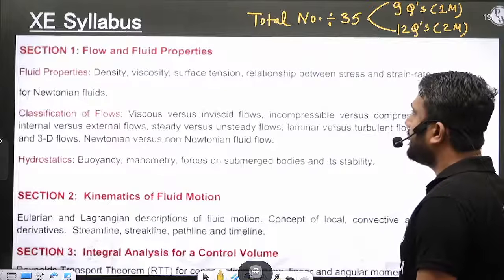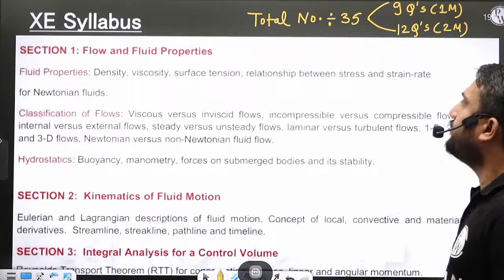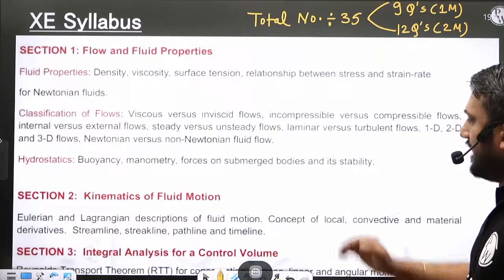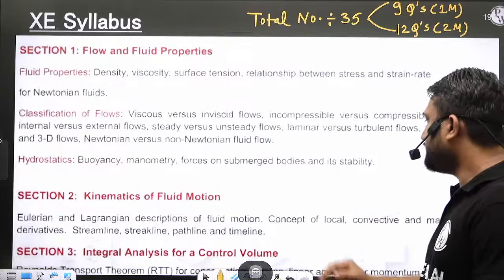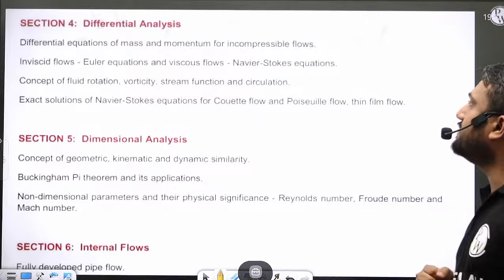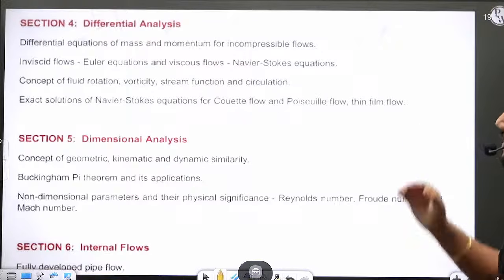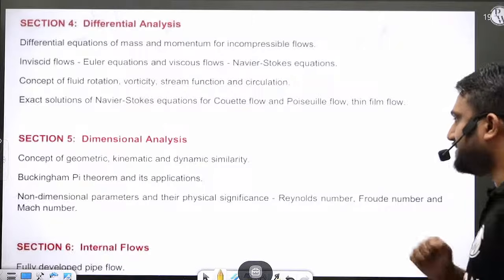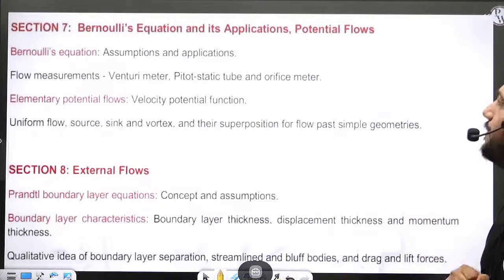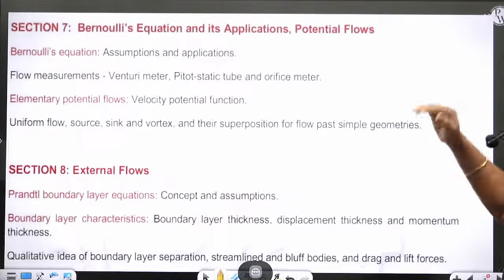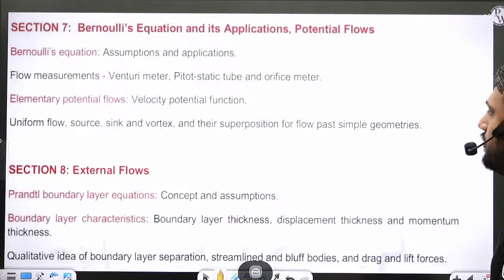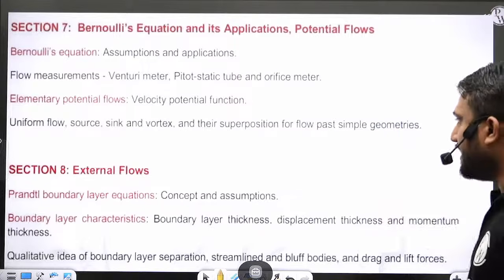If you see here, section number 1 is flow and fluid properties. Section number 2, kinematics of fluid motion. Section number 3, integral analysis for a control volume. Section number 4 is differential analysis. Section number 5, dimensional analysis, and section number 6 is internal flow. Section number 7, Bernoulli equation and its applications; this section also consists of potential flow. And section number 8 is external flow.